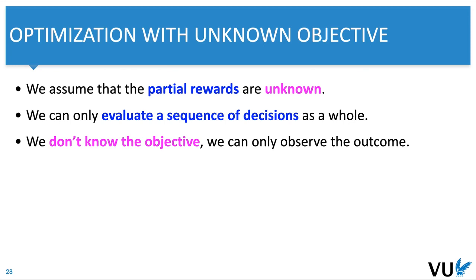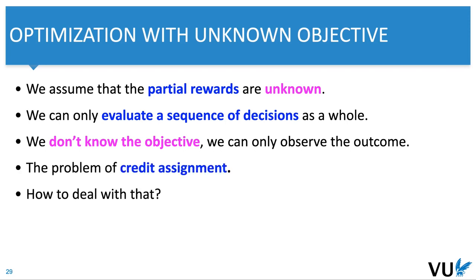All right. So what can we do when we have optimization with unknown objective, and we assume that partial rewards are unknown, and we can only evaluate a sequence of decisions as a whole? We don't know the objective. We can only observe the final outcome.